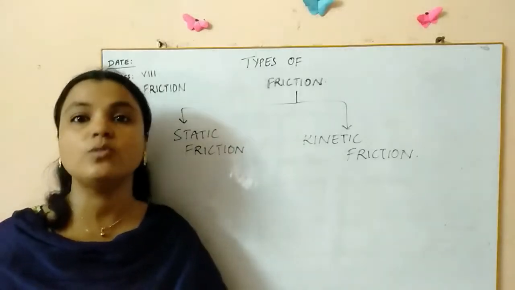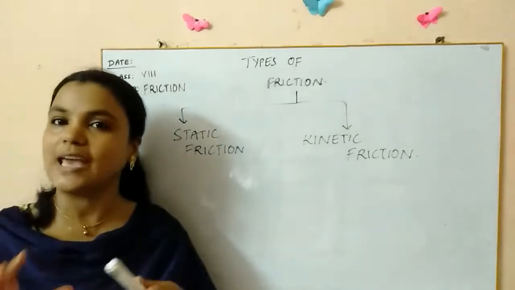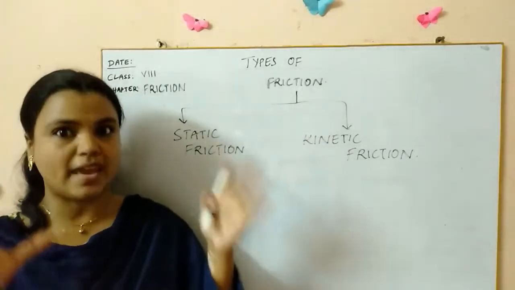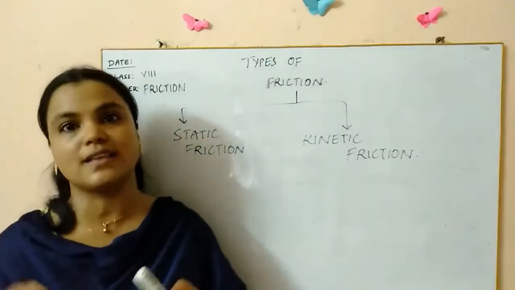Yesterday we learnt about the factors that affect friction, and today let us learn about the types of friction, children. As you can see, friction is mainly of two types, children. One is static friction and another one is kinetic friction.